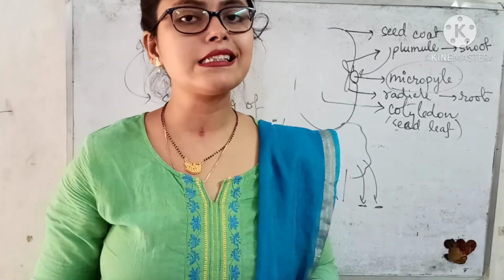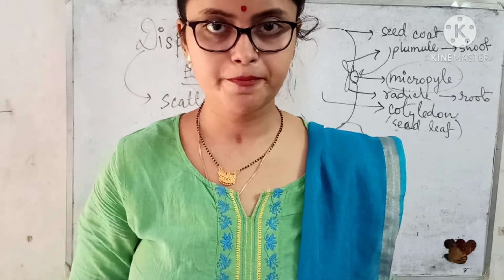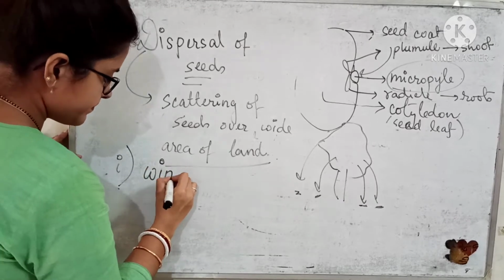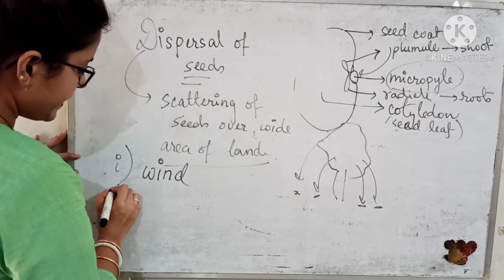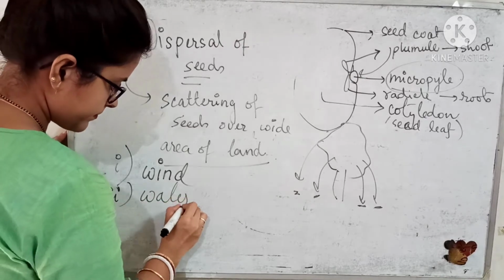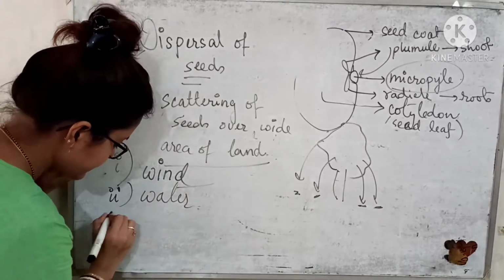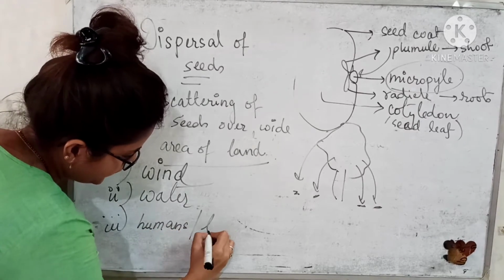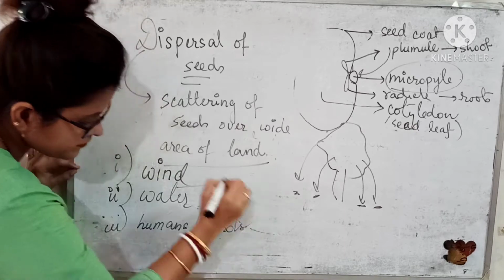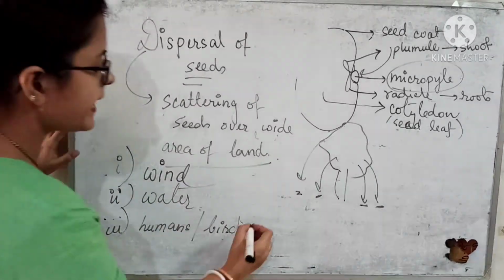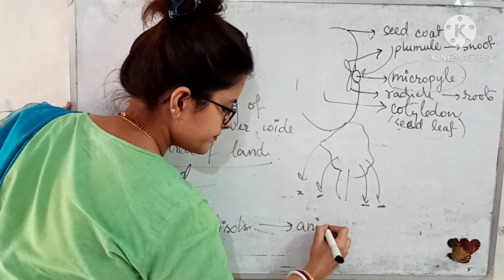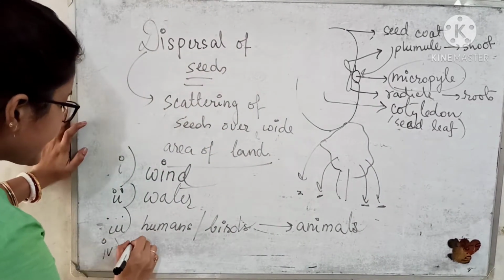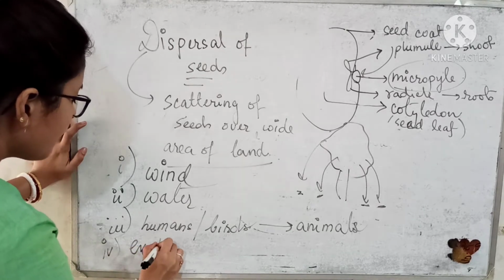Now how will the seeds get dispersed from the parent plant? It may be by wind, it may be by water, it may be by humans, birds, that is by animals, or ultimately it may be by explosion of fruits.